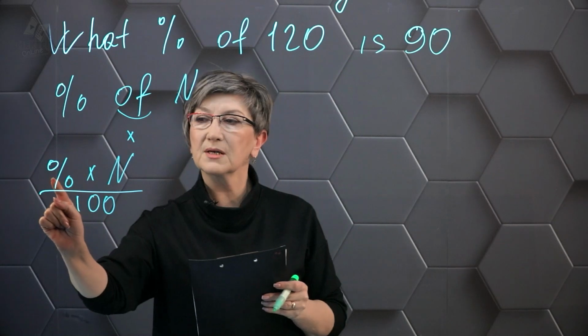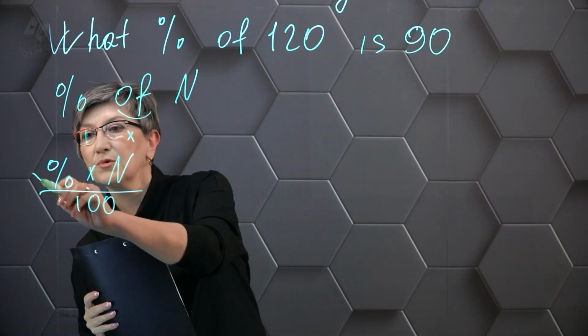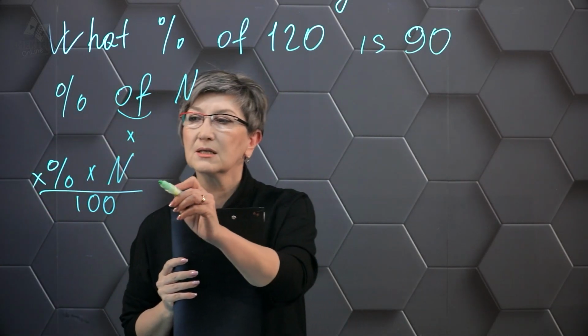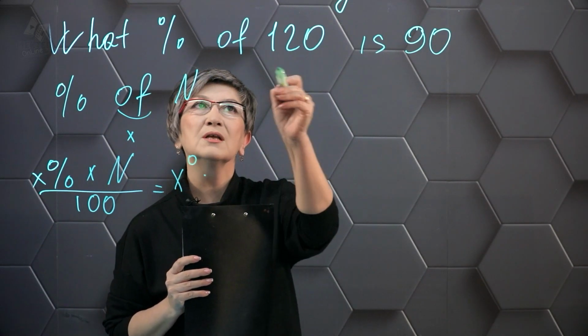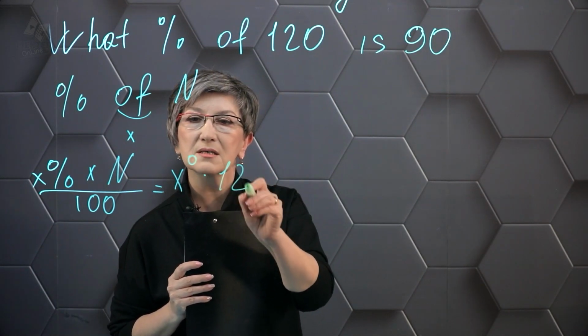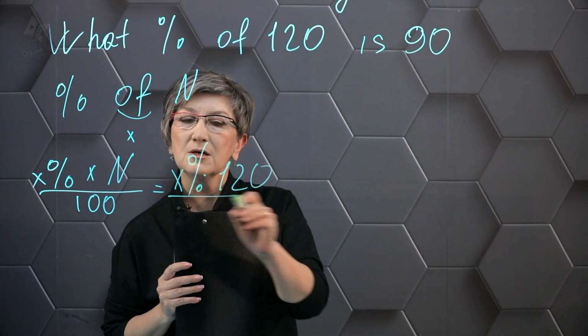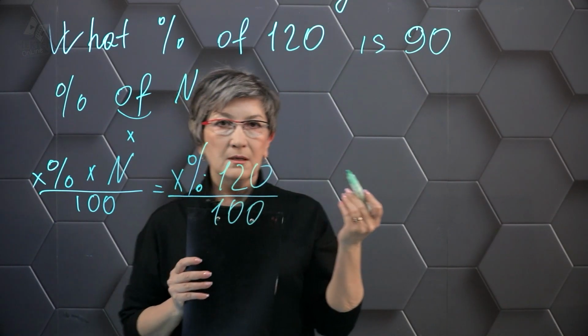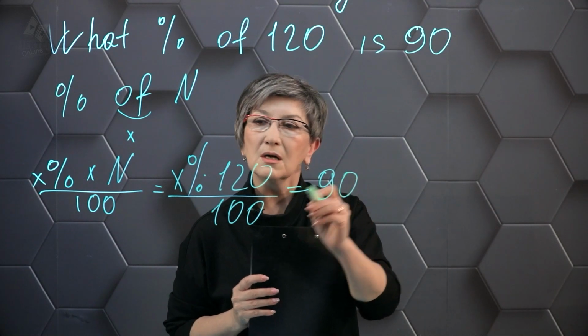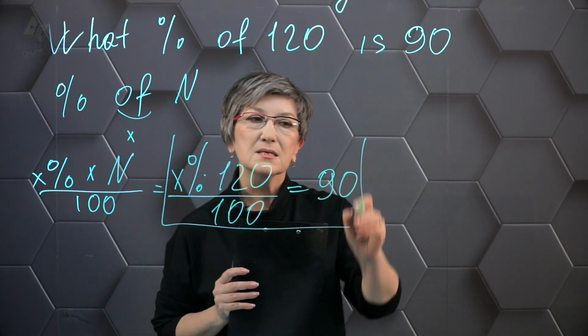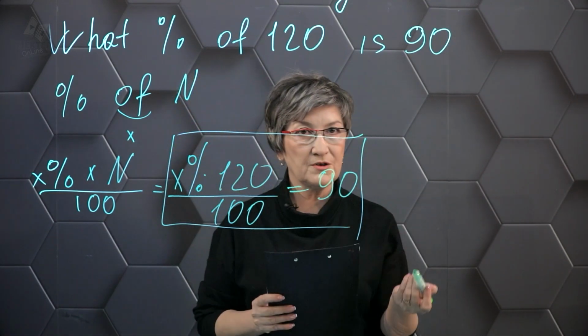The thing is that we don't know the percentages, so I'm going to write x here. And then I have x percent, I multiply by our number, 120, and divide by 100. And I end up with 90. So again, I've got an equation that I can solve.